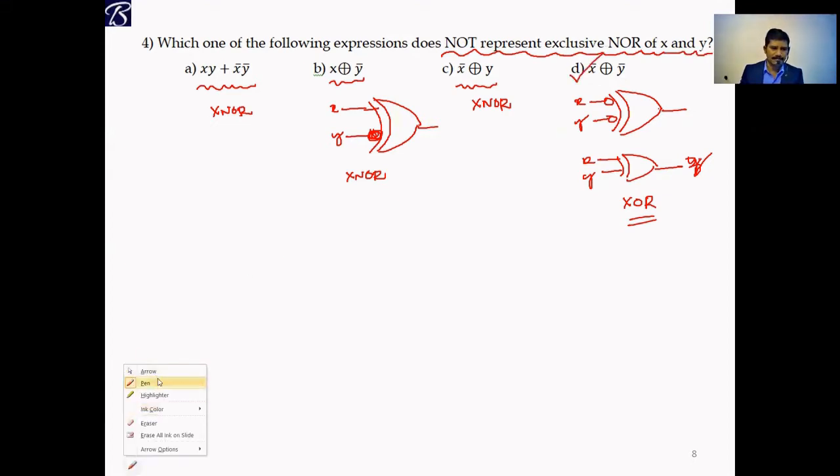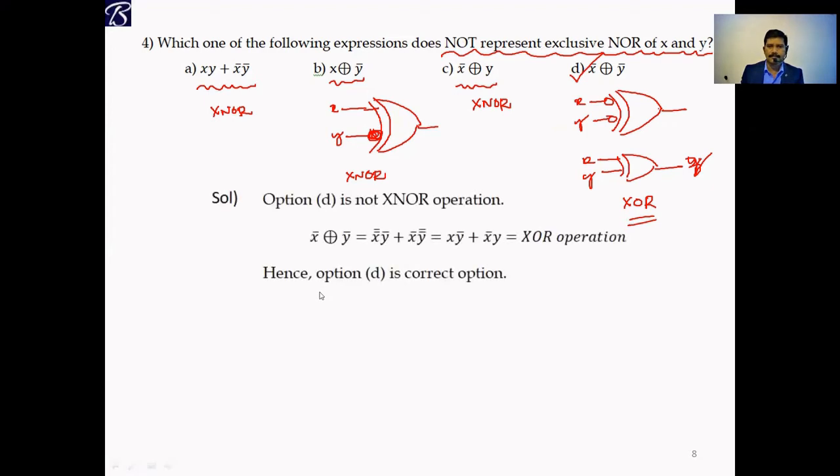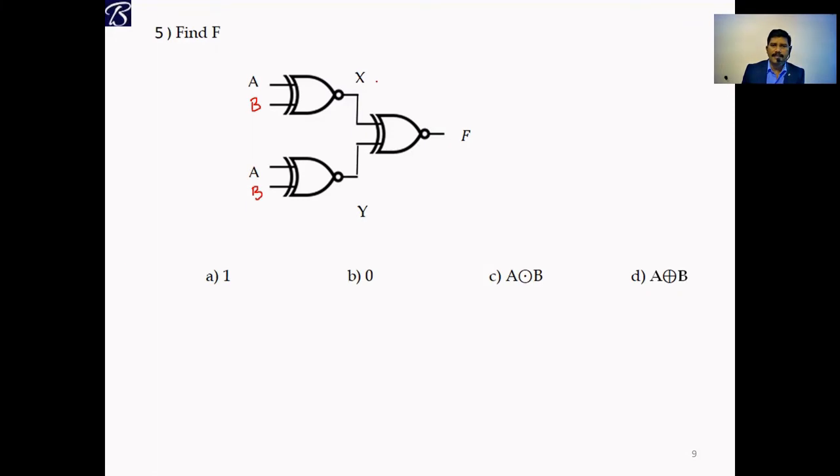Let us check the answer. Yeah, option D is not an XNOR operation. So hence option D is correct. Now x is what here? A XNOR B. Here y is what? A XNOR B. Now this is an XNOR operation.